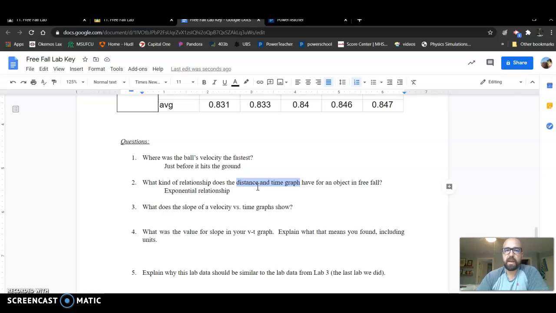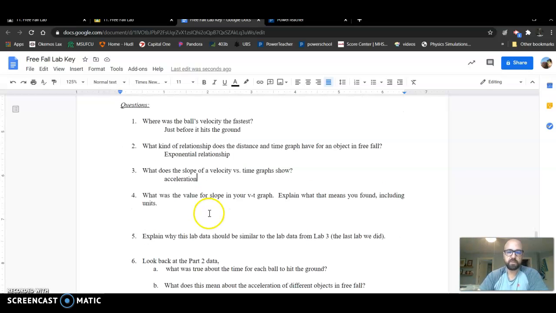So when we talk math stuff, things can have an inverse relationship. They can be exponential. They can be direct, those kinds of things. And then here, what does the slope of a velocity time graph show? This is really just a one-word answer that we should know. And this is acceleration. The slope of a velocity time graph gives us acceleration, because the change in y is the change in velocity over change in x over time. So change in velocity over time.